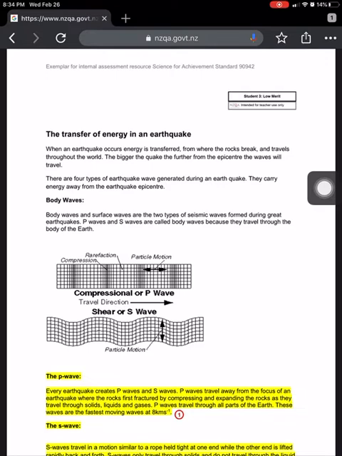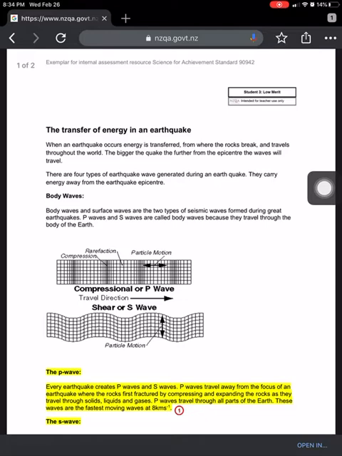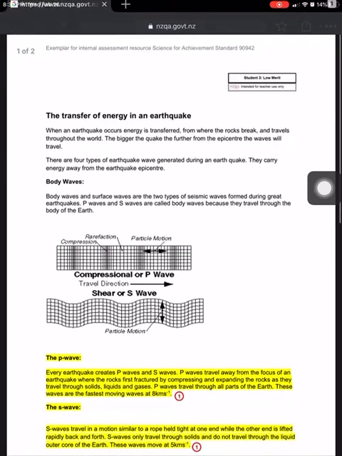We're going to talk about the transfer of energy that we keep talking about on the page, and I'm going to show you exactly how it works. First, we'll go ahead and read the definition and the description of it with images. The transfer of energy in an earthquake is when an earthquake occurs, and energy is transferred from where the rocks break and travels throughout the world. The bigger the quake, the further from the epicenter the waves will travel.